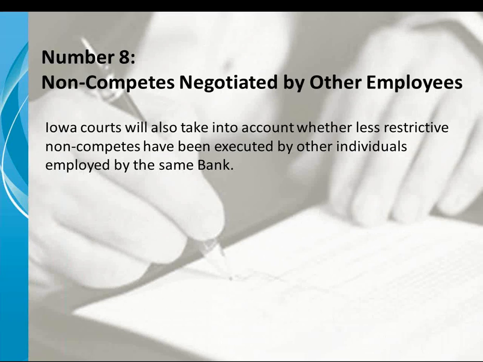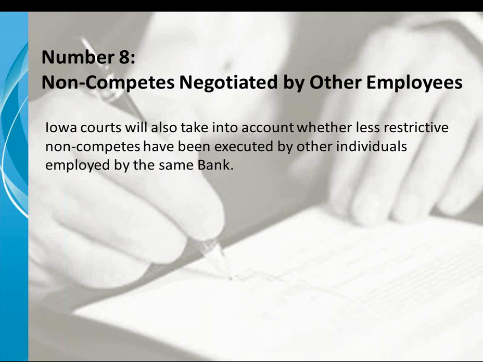Moving on to the eighth consideration a bank needs to make when creating a non-compete agreement, and that is whether it has executed non-competes with any other employees. In Iowa, courts will look at whether the bank has executed less restrictive non-competes with other employees, and this is especially true if you have employees who work in the exact same position as the employee that you're now trying to enforce the non-compete against.